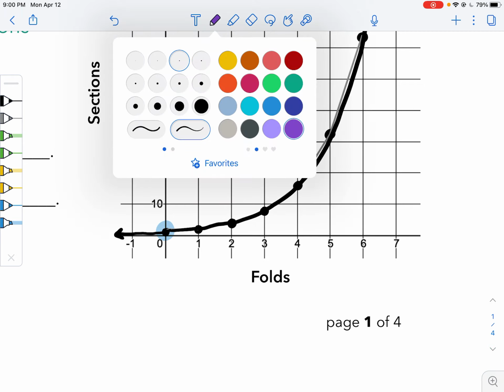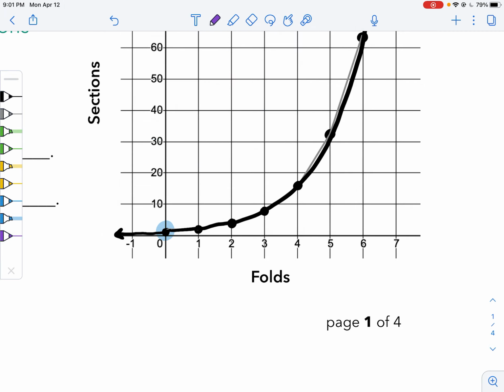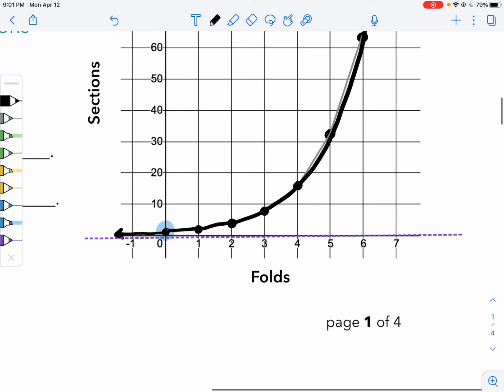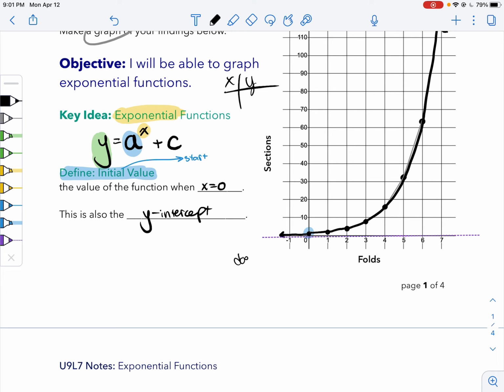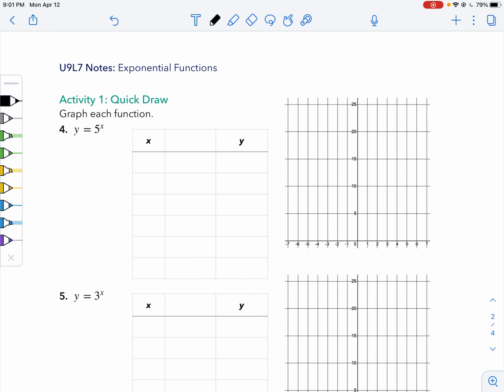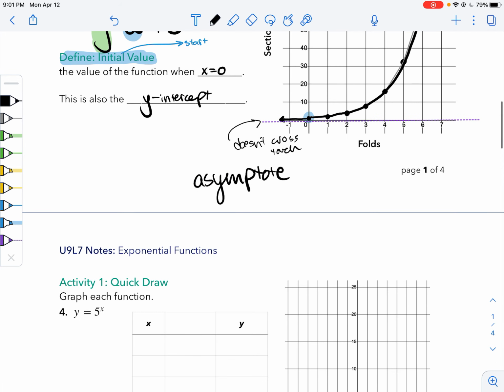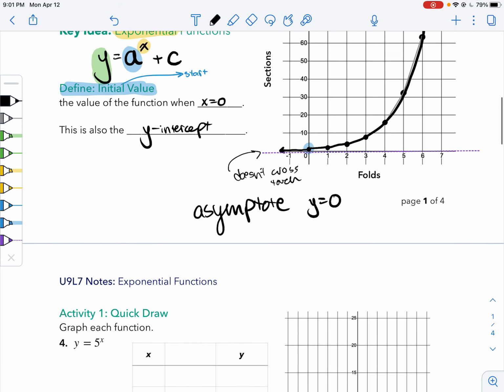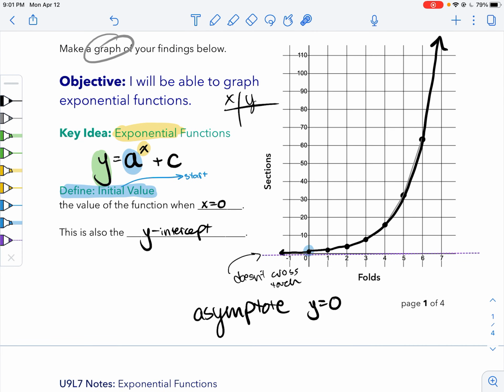So we would say, actually, I want this to be this guy. Okay, sweet. We put a little dotted line for this guy. It's going to be right at y equals 0. But that's your asymptote. It does not cross. It doesn't touch that line. Asymptote, with a P. So that's fun. Okay, cool. Honestly, guys, your asymptote will always be at y equals 0, unless there's a plus c, then it'll be at the c.